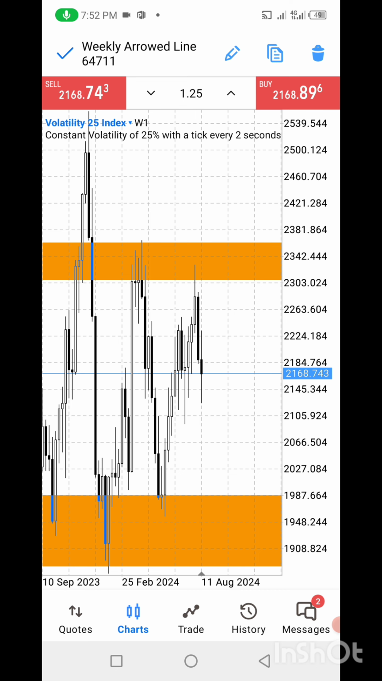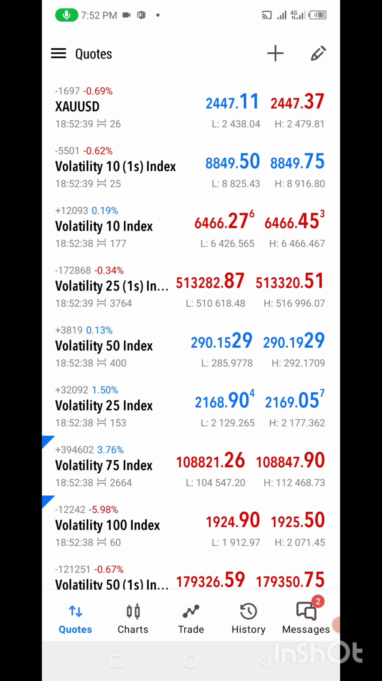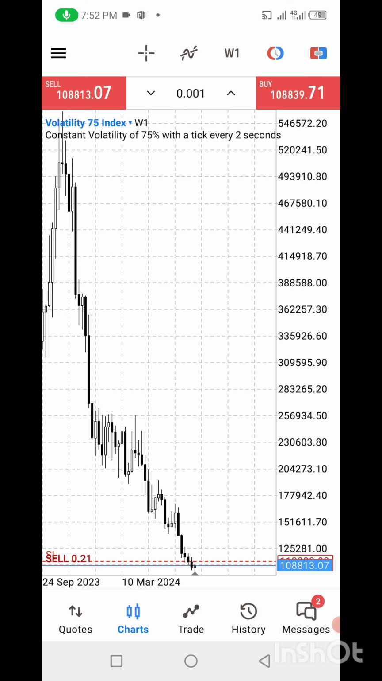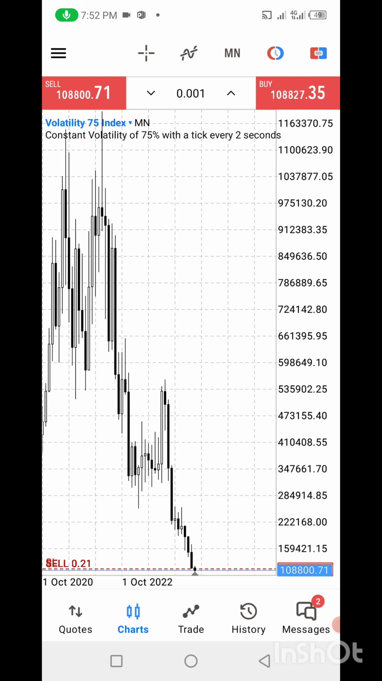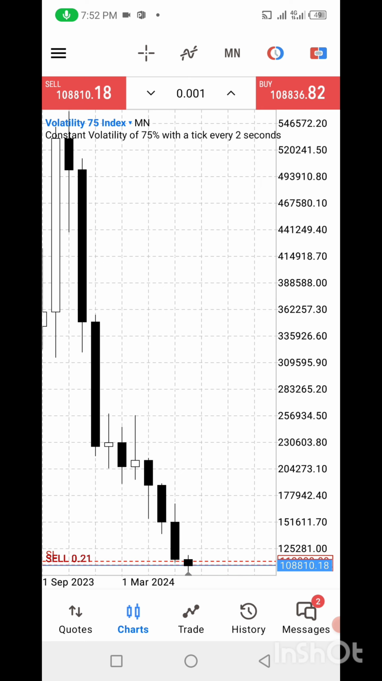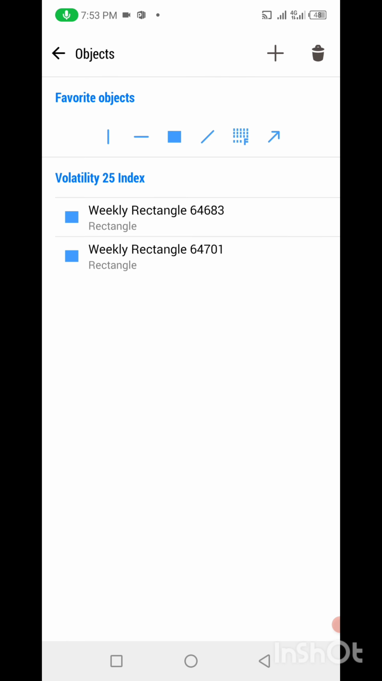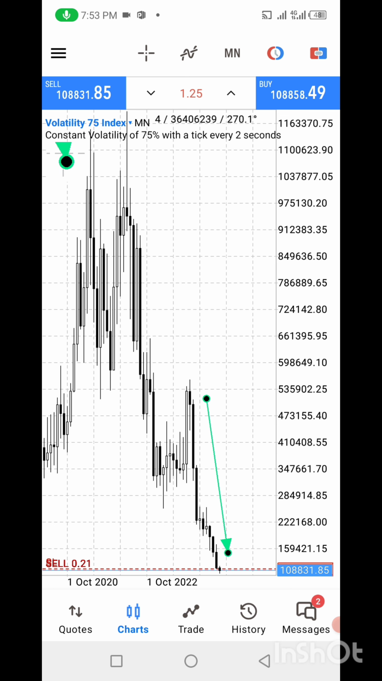So let's open another asset, volatility 75 index, and this time around we shall be considering the monthly time frame. So let's go to the monthly time frame. Now, in how many ways should we have caught this move? Look at what's happened.